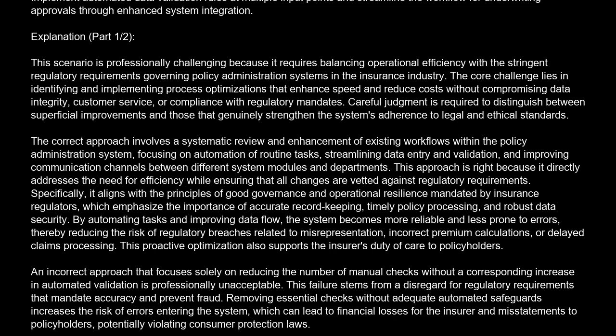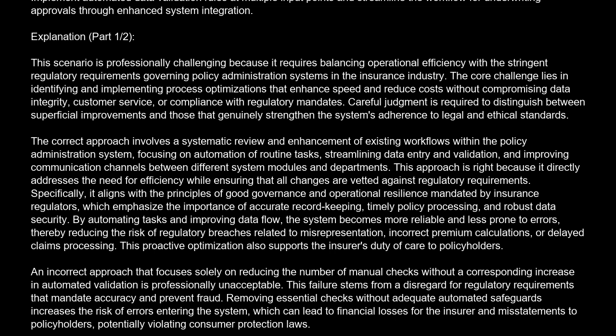The core challenge lies in identifying and implementing process optimizations that enhance speed and reduce costs without compromising data integrity, customer service, or compliance with regulatory mandates. Careful judgment is required to distinguish between superficial improvements and those that genuinely strengthen the system's adherence to legal and ethical standards. The correct approach involves a systematic review and enhancement of existing workflows within the policy administration system, focusing on automation of routine tasks, streamlining data entry and validation, and improving communication channels between different system modules and departments.